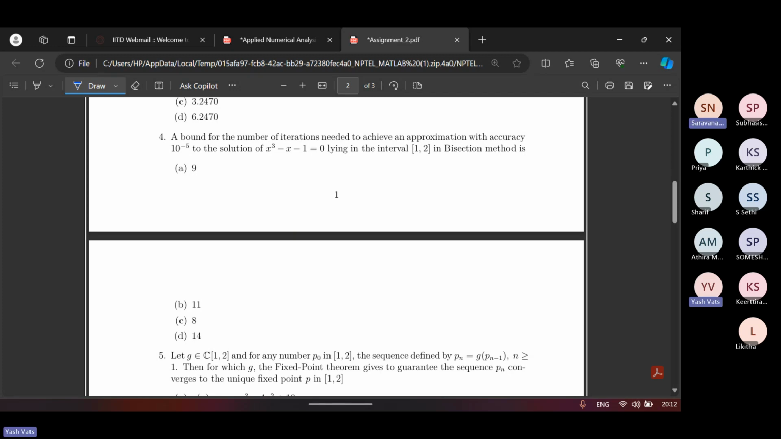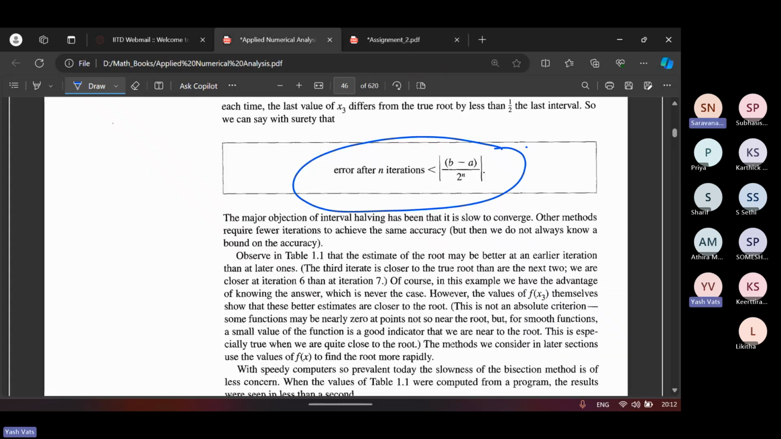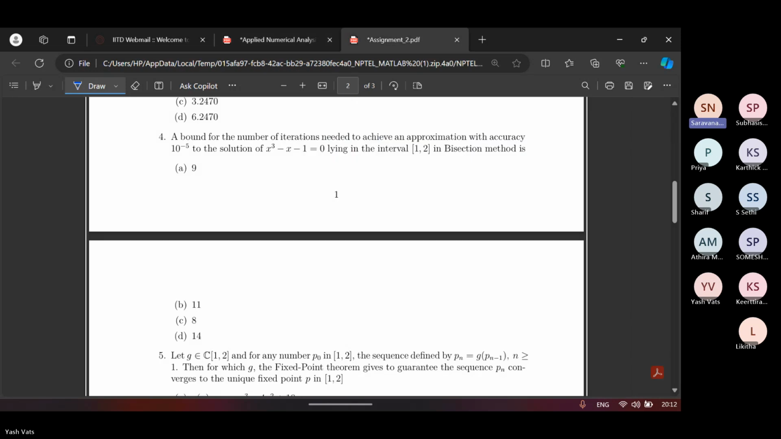The question is: bound for number of iterations needed to achieve an approximation with accuracy to the solution lying in the interval in the bisection method. But this is the formula we have: error after n iterations is less than this. Here we are finding only one value, but the question asks for a bound for the number of iterations. So up to 16 iterations we may have to do to get this accuracy of 10 to the power minus 5.